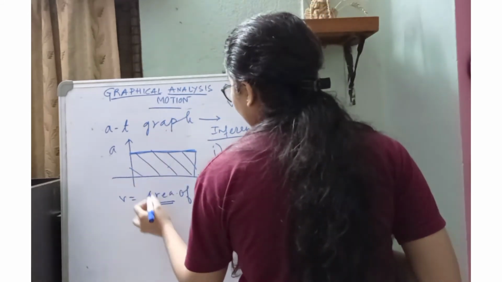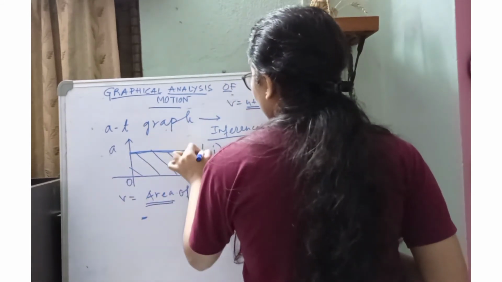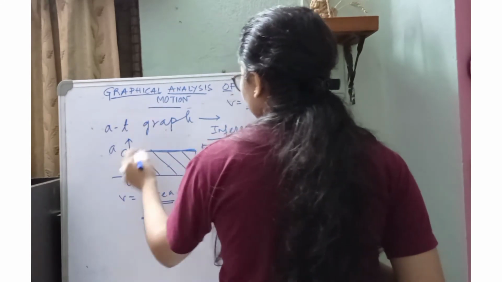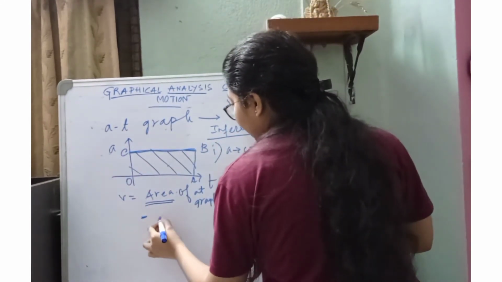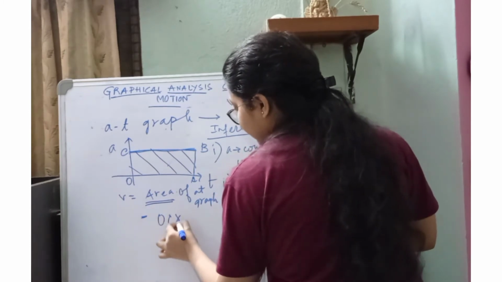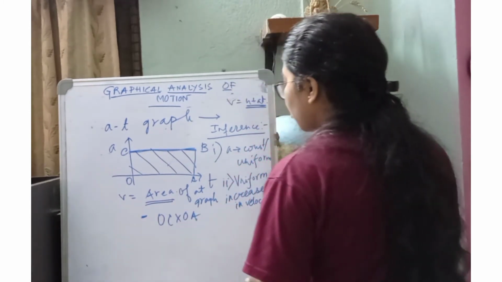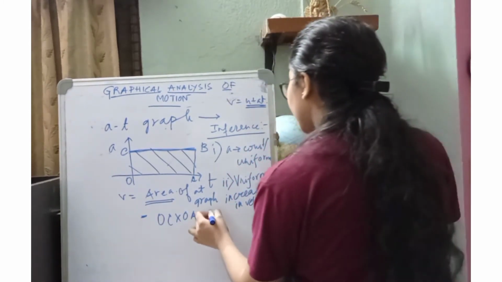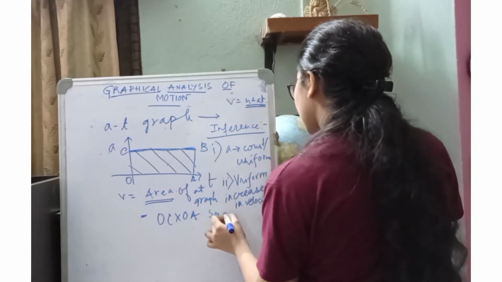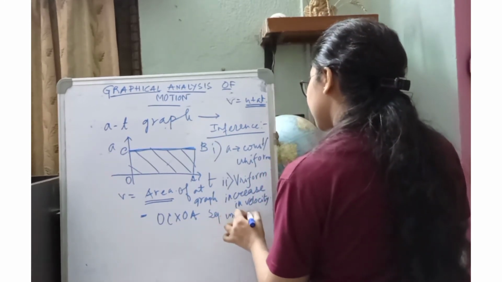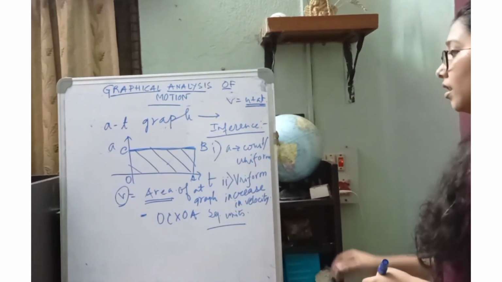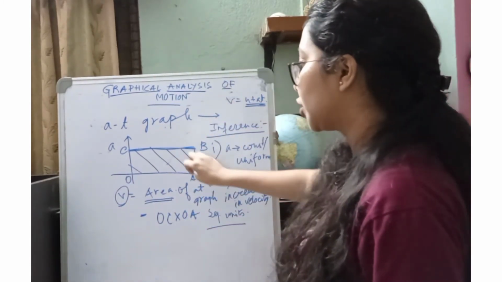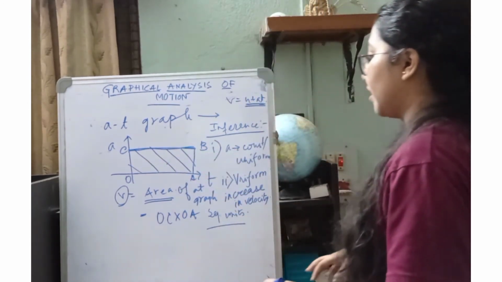The area of the AT graph, if I go for a simple nomenclature, we will see that the area of the AT graph is OC into OA square units. This is nothing but the velocity of the particular body, which we can calculate from the AT graph.